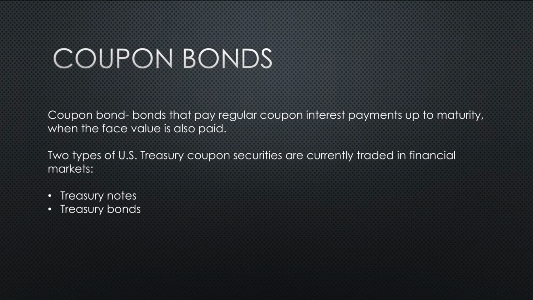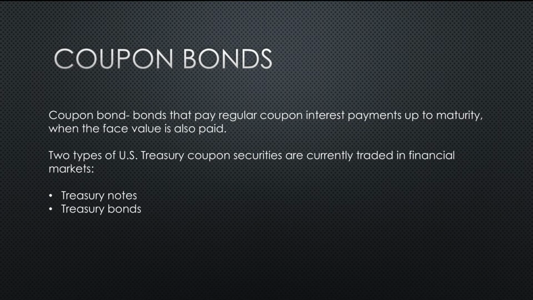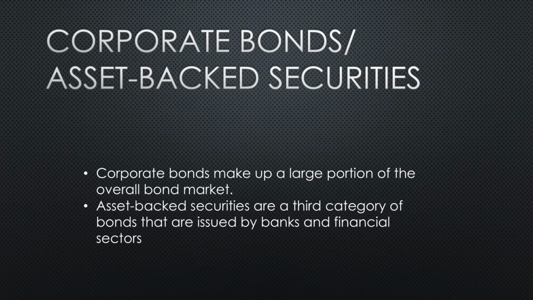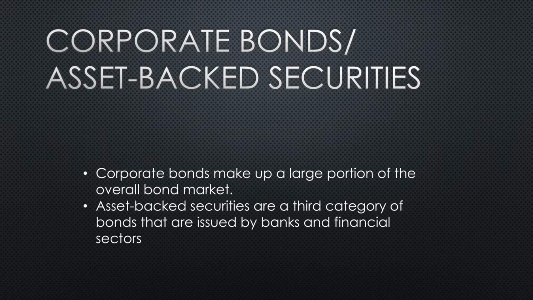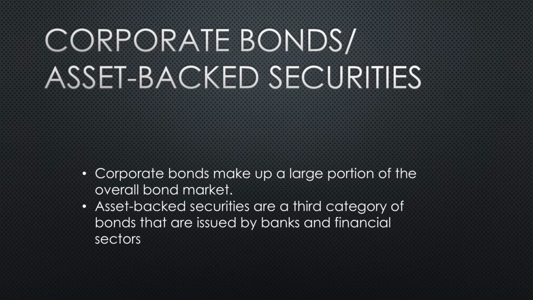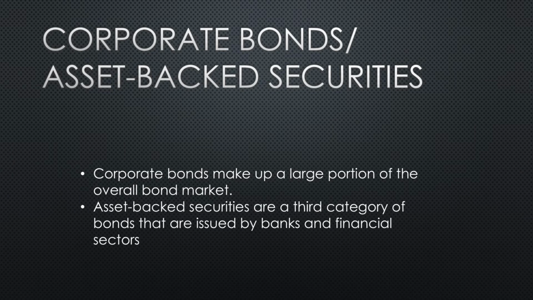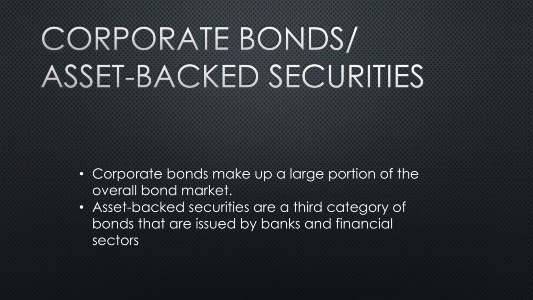They involve more risk, but the advantage of munis, as they're called, is that returns are free from federal tax. Corporate bonds make up a large portion of the overall bond market. Asset-backed securities are a third category of bonds that are issued by banks and financial sectors. Corporate bonds have more flexibility with how much debt they can issue.